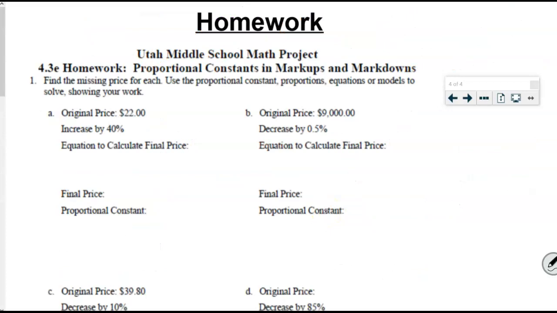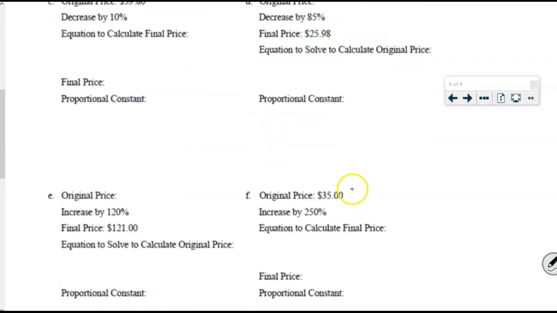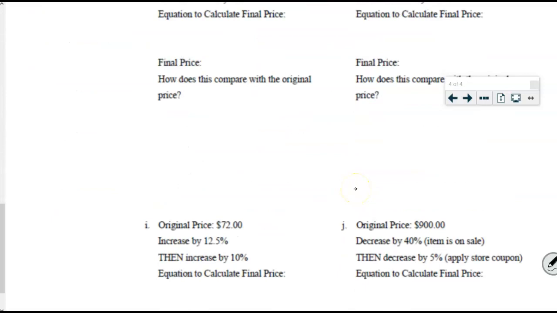Your homework is the 4.3e homework section. You're going to see the same types of problems that you saw in class. So give that a try.